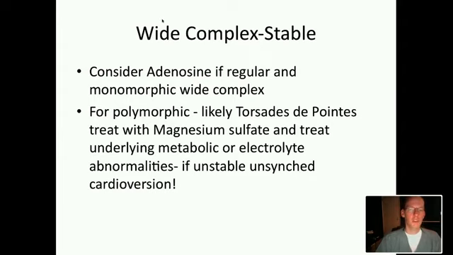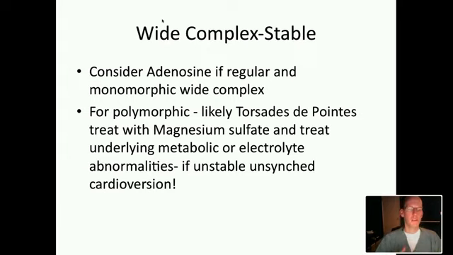So, the first-line drug for stable tachycardias is adenosine. Now, adenosine is used for regular and monomorphic wide complex tachycardias. So, you've got a regular monomorphic tachycardia. It's either VT with a pulse, or more likely it's an aberrantly conducted SVT. Adenosine is appropriate to give because you have about a 90% chance of converting these patients if you use that as your first-line agent.